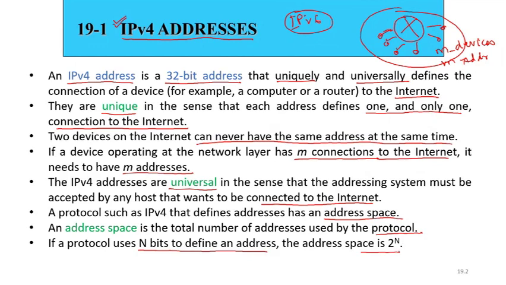Similarly, in the case of IPv4, if 32 bits are there, then the address space will be 2 to the power 32. So this many addresses will be available, which comes out to be around 4 billion addresses if we are using IPv4 addressing.